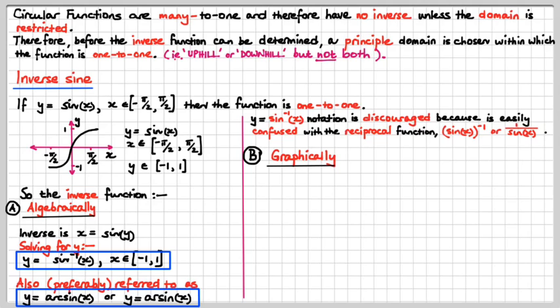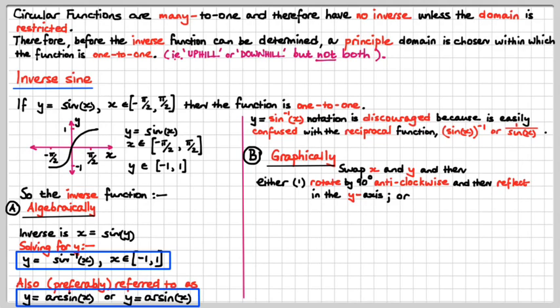Graphically, here it comes. Now, we're going to swap x and y, and then we're going to either rotate by 90 degrees anti-clockwise and then reflect in the y-axis, or reflect about the line y equals x. Now, I'm going to do the former in this particular case. And I've prepared this gripping little animation for you. So just have a look at this.